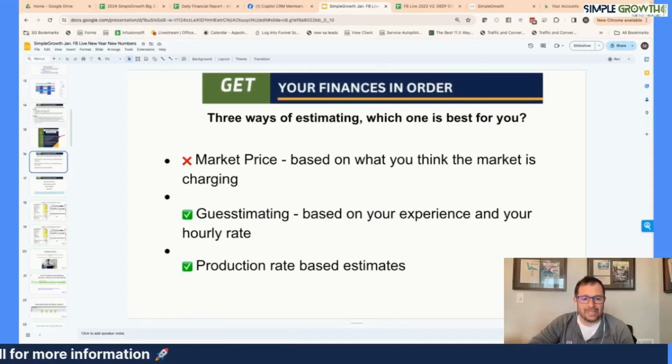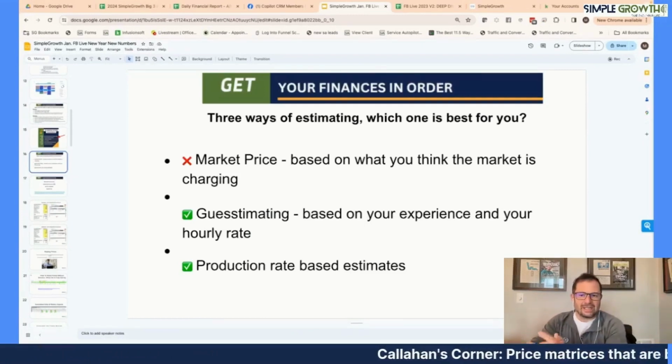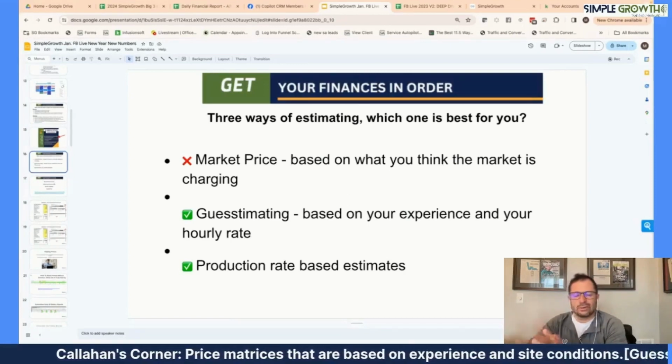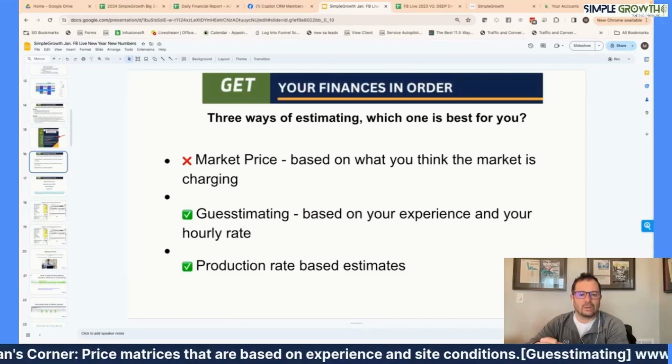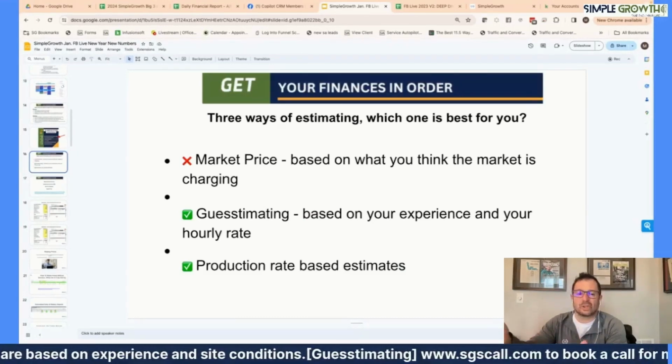The first is market-based pricing. This is a no-no, but traditionally when we first start out, this is how we all start out. So if we use the example for a time-based estimate in Josh's example here, let's say we're going in and doing a fall cleanup. We're looking at it, thinking what someone in my market would charge is maybe $275. I think that's what the market's going to bear. So that's what I'm going to charge.